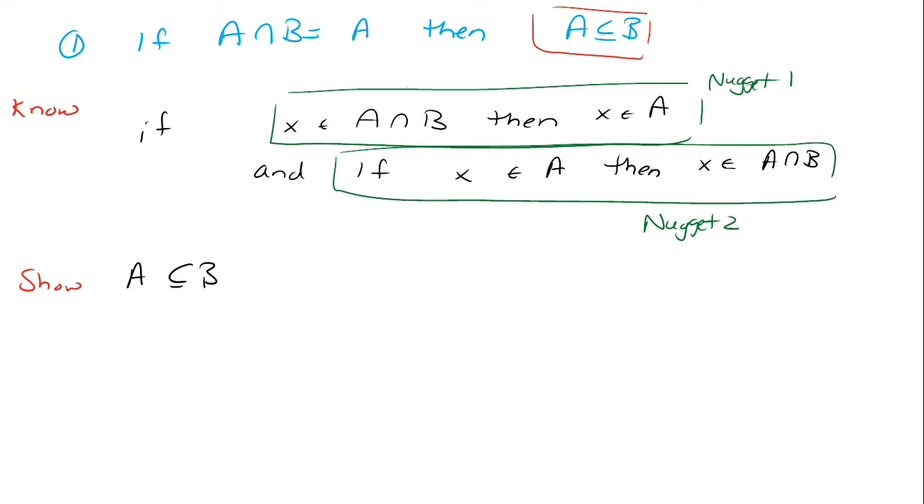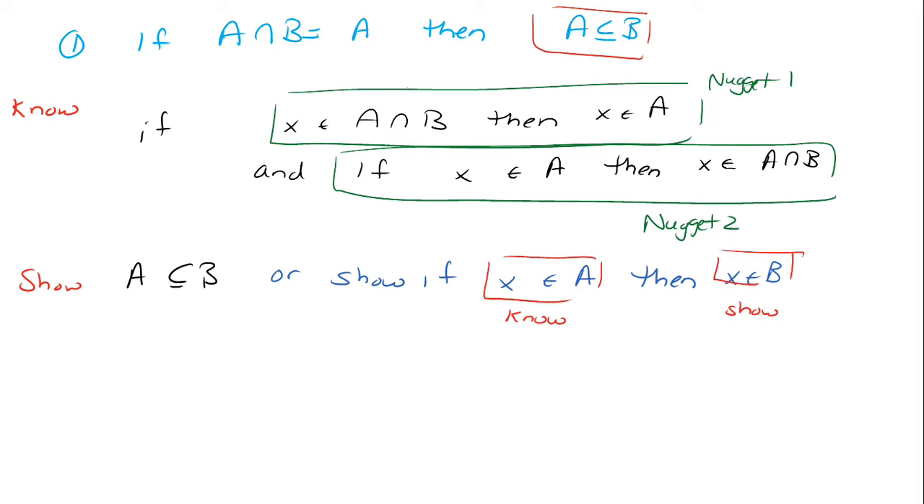What I'm supposed to show is that A is inside B, or show if X belongs to A, then X belongs to B. By the way, anything before the if and the then, even if you expand it in the part of the show, that's all a know. Anything before the if and the then is always a know. So I know X belongs to A, and I'm supposed to show X belongs to B.